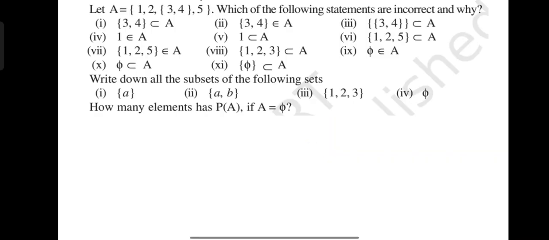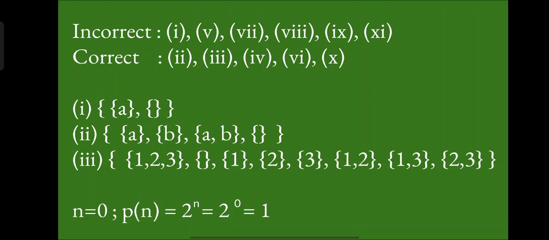Then comes P of A. P of A means the power set, the collection of all subsets. If A is a null set, what will be P of A? A equal to the empty set means there will not be any elements, so the number of elements is 0. The power set formula is 2 raised to n, so here n is 0, so 2 raised to 0. We know that any number with the power 0 is 1. So 2 raised to 0 is equal to 1. If a set is empty, its power set will have one element, that is the null set.